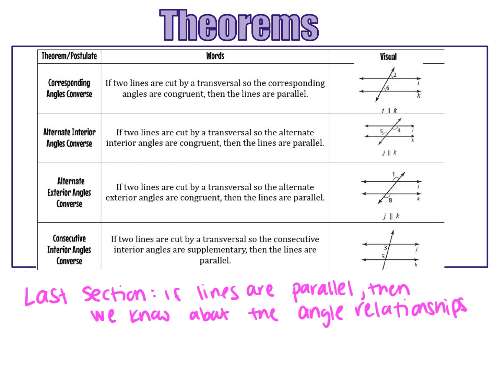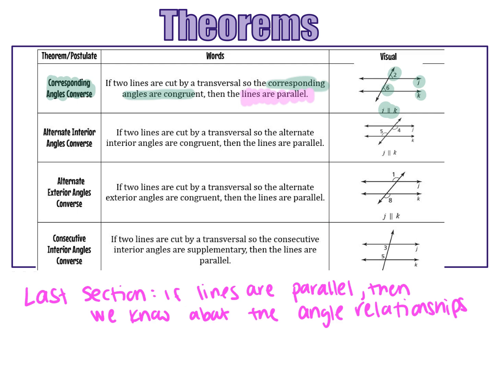So if two lines are cut by a transversal and the corresponding angles are congruent, then the lines are parallel. This is what's going to be the same each time. That is the corresponding angles converse. So what we did was we switched the if and then, just like when we learned about what a converse is. If we know that the corresponding angles are congruent, then we can conclude that the lines are parallel.